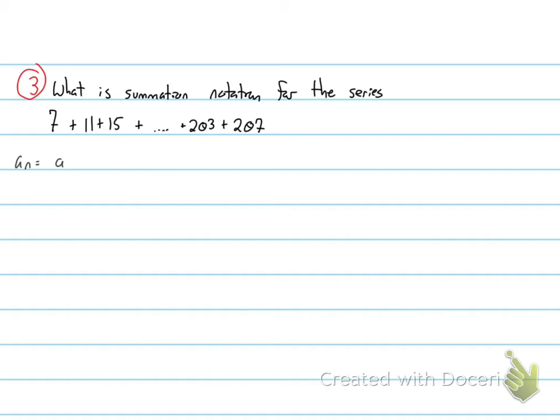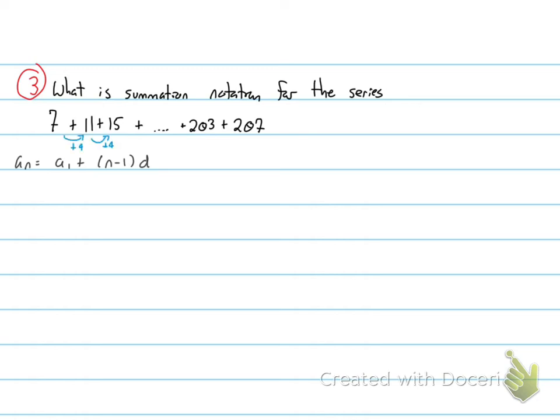Here I want to find the summation notation for the series 7 plus 11 plus 15, going all the way up to 207. What I'm going to want to figure out first is an explicit formula. So first let me just write out for an arithmetic sequence a1 plus n minus 1 times d, and let's just plug in what we know.